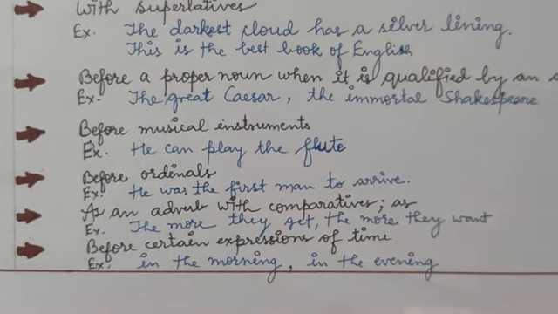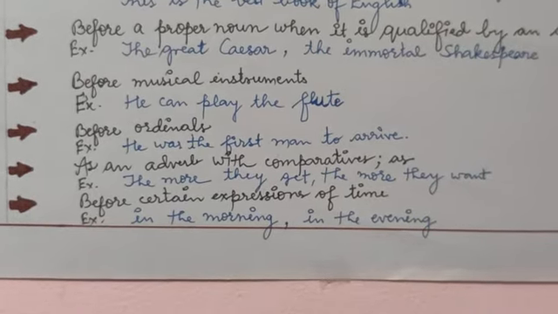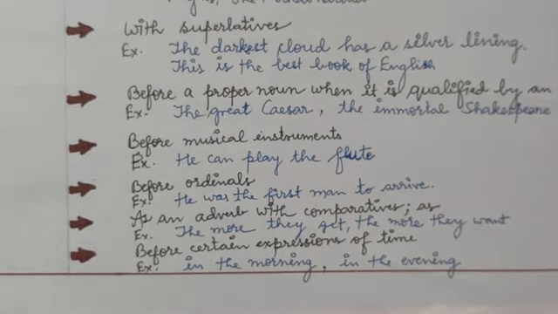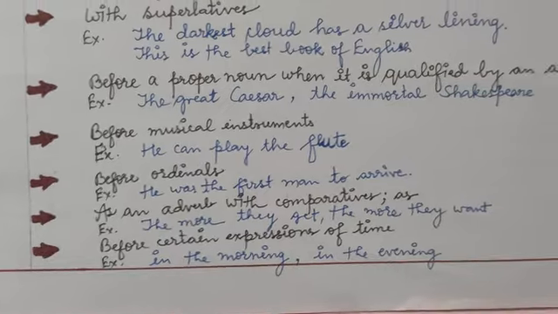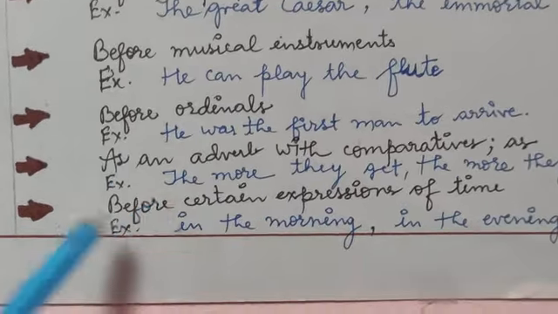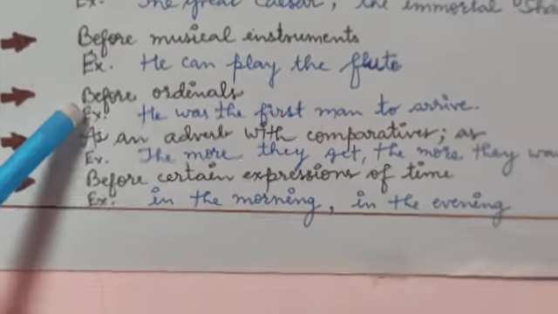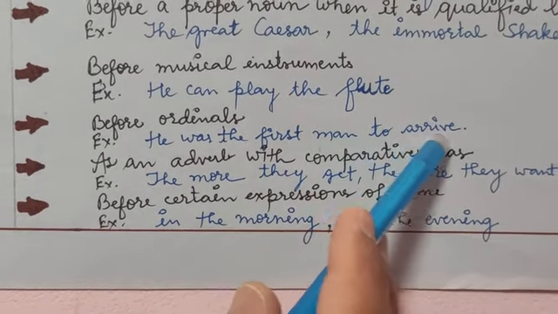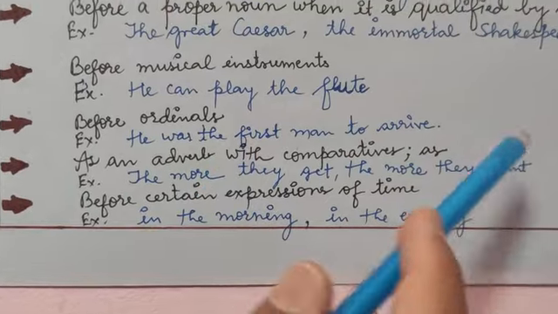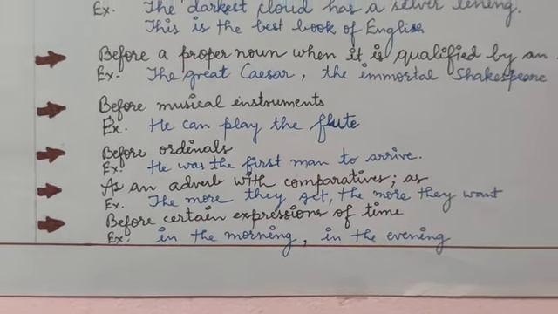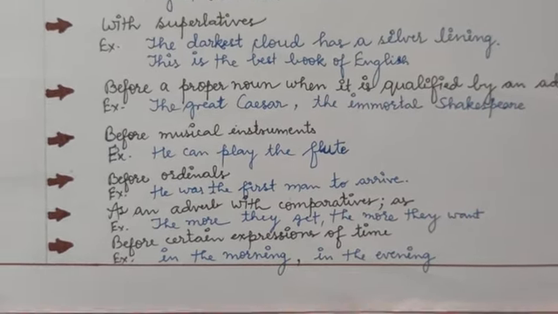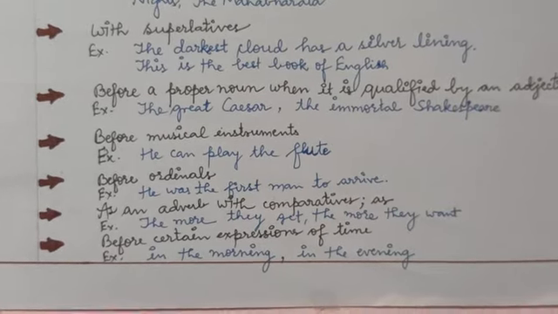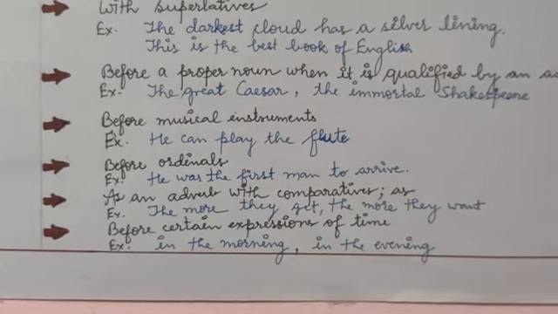Before ordinal numbers, in junior classes you must have been taught: first, second, third, fourth, fifth, sixth. In the same way, before ordinal numbers we use the. Here I have given one more example. Before ordinals we use the definite article the. He was the first man to arrive. So in this way, the first, the second, we will use the before them, because this is the rule. Before ordinal numbers we have to use the definite article the.